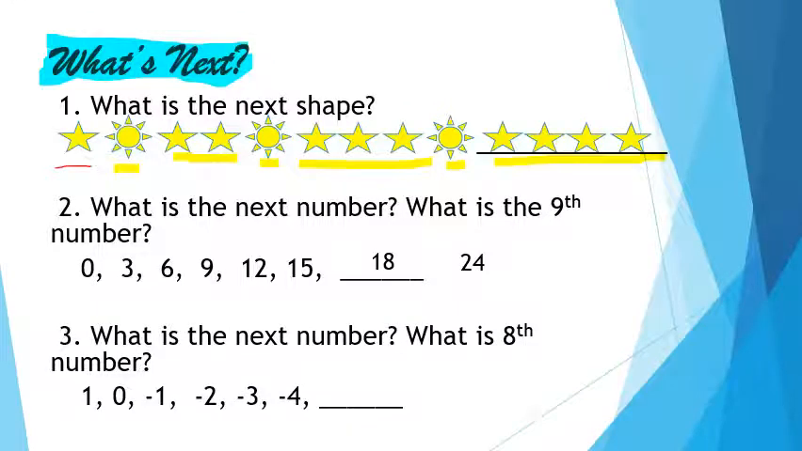Next, number 3. What is the next number? What is the 8th number? So, tingnan natin dito. We have 1. Biglang naging 0, followed by negative 1, negative 2, negative 3, negative 4. So, kung susundan natin to, we will have now, okay, negative 5. Bilangin natin. 1, 2, 3, 4, 5, 6, 7. Anong susunod? Kasi we are looking for the 8th number. We have negative 6.